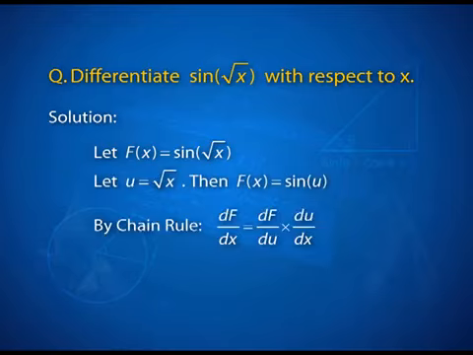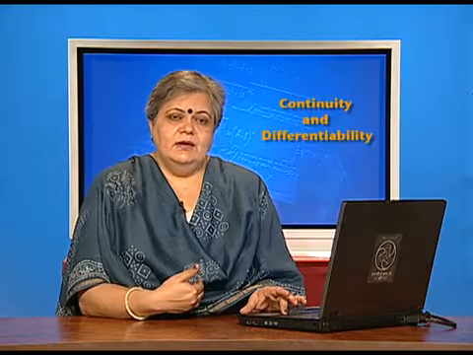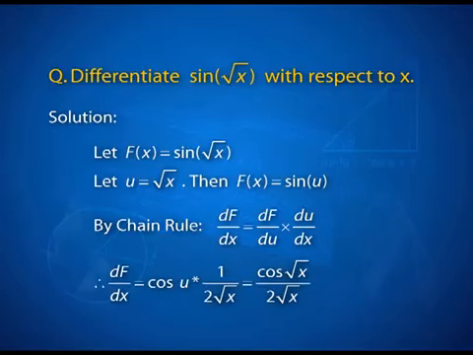Then f of x is nothing but sine of u, and therefore, by chain rule, df by dx is the same as the derivative of f with respect to u into the derivative of u with respect to x. That is the same as cos of u, because the derivative of sine u with respect to u is cos of u, into the derivative of u, which is the derivative of root x, the same as 1 by 2 root x. Replace u with root x and your answer is ready.